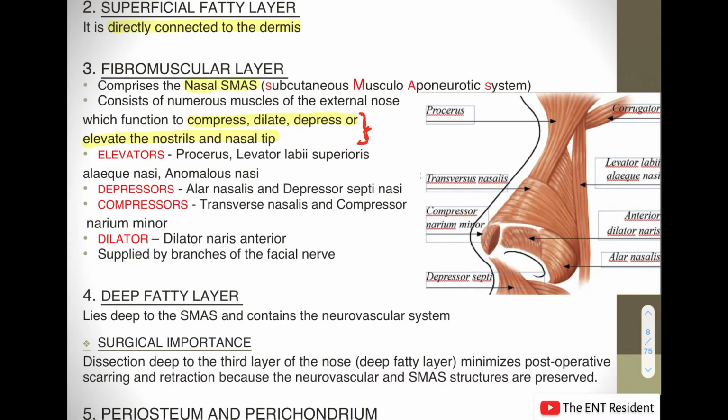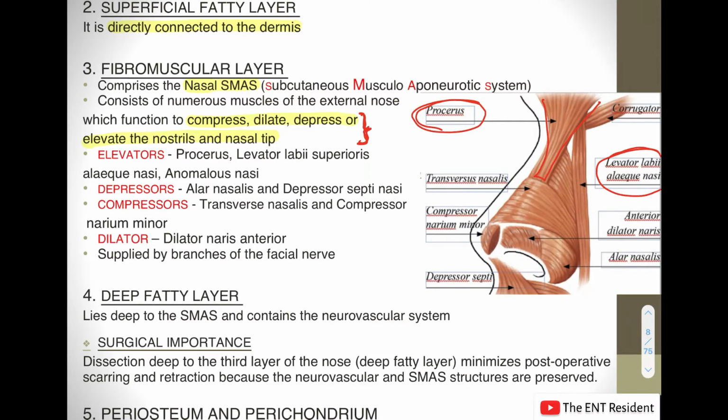So, who are the elevators? The elevators are procerus, as you can see in the picture over here. This is procerus. Levator labii superioris alaeque nasi, and anomalous nasi. This is levator labii superioris alaeque nasi, and the last one is anomalous nasi. So these three are the elevators of the nose.